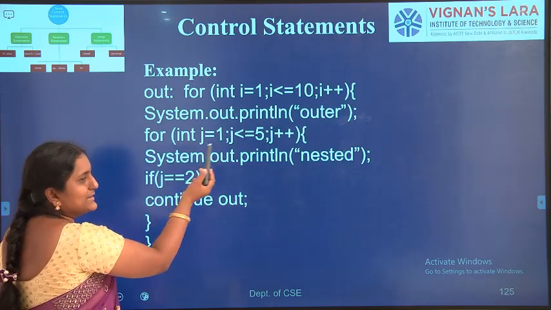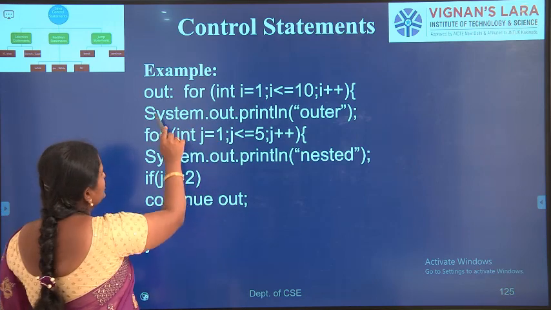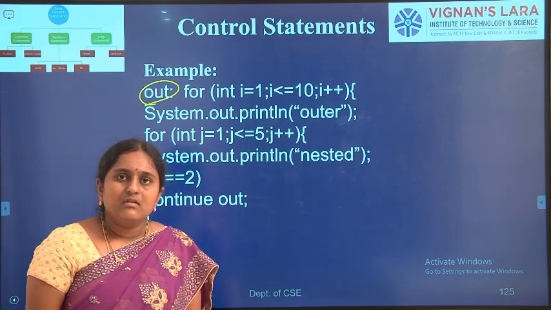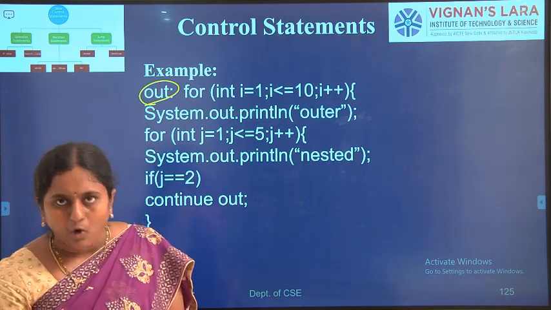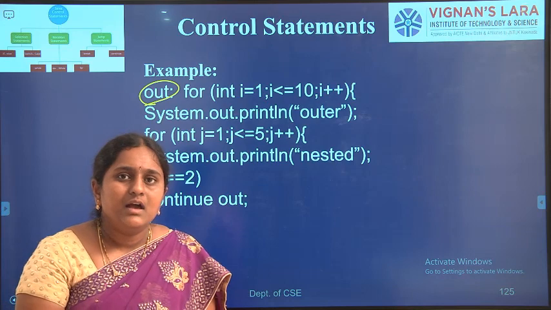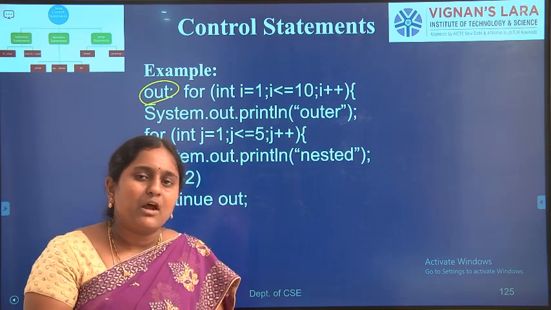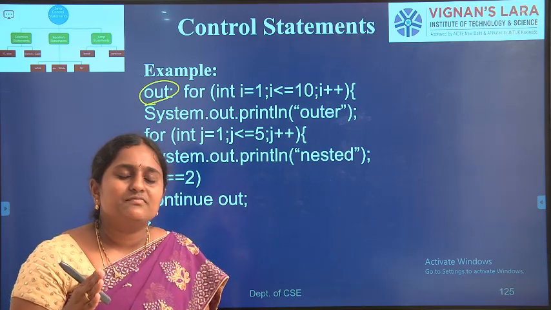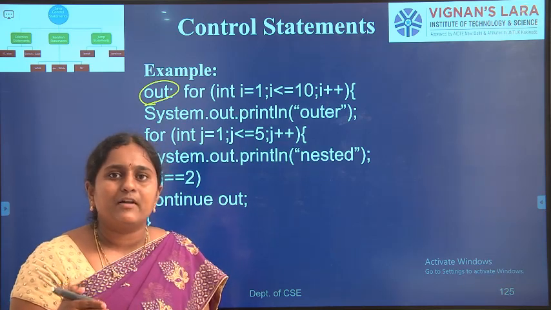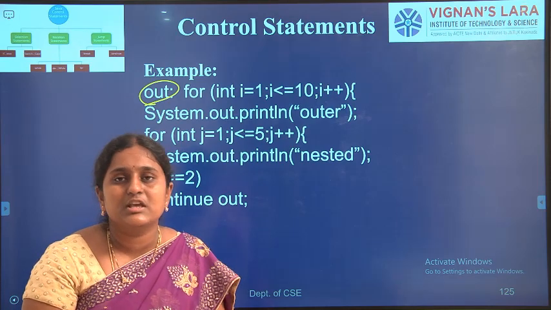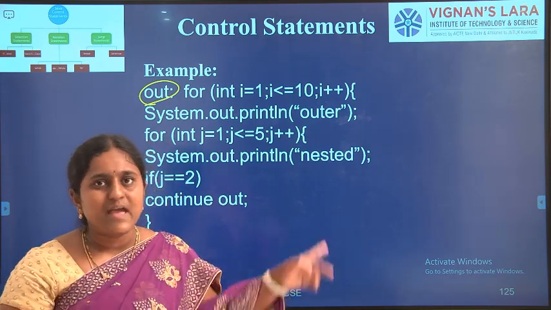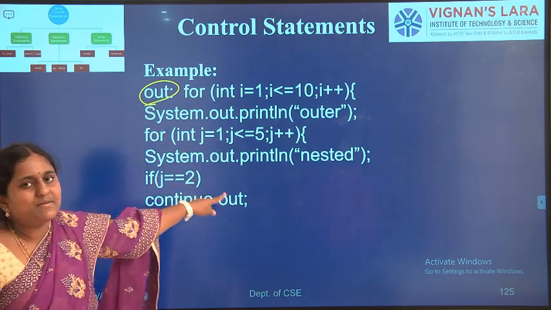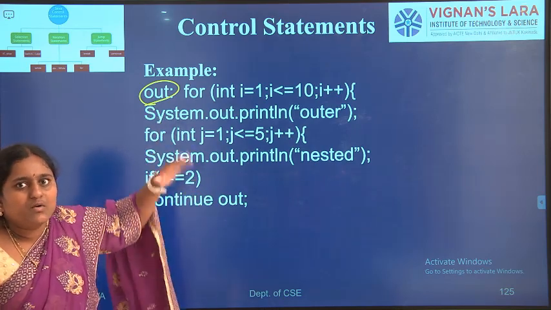Here, in the same way, we can apply the out keyword. Suppose I am not applying the out keyword. I want to continue only the inner for loop, but the outer for loop will continue. It is not skipped. For example, if I want to skip both inner and outer loops, that's why I am applying the keyword. If I am not applying these keywords, only the inner for loop is skipped and the outer for loop continues.